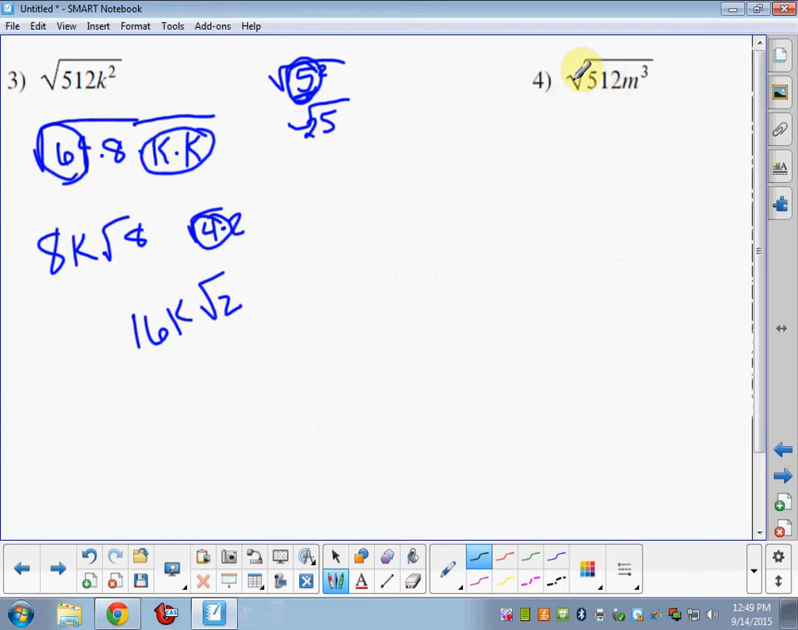So in number 4, again, I already know now that my coefficients are going to be 16 and 2. What I need to figure out is this m. So again, I like to write them out. So m to the third would be m times m times m. Here is my pair, so I get 1m to come out because of that, because together they make the perfect square. And as you can see, I have 1m left over. So I get 16m radical 2m.